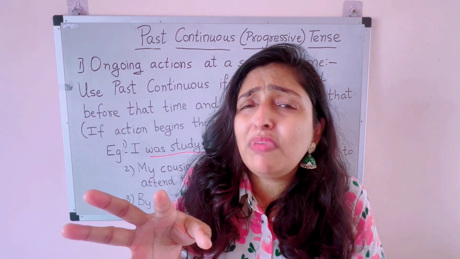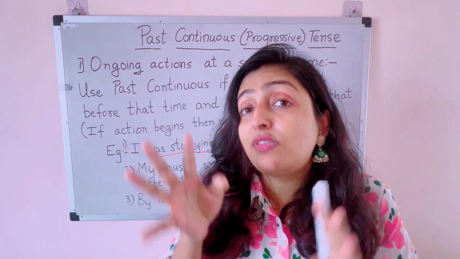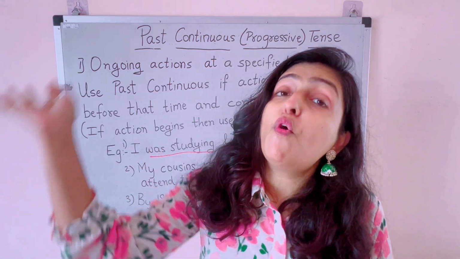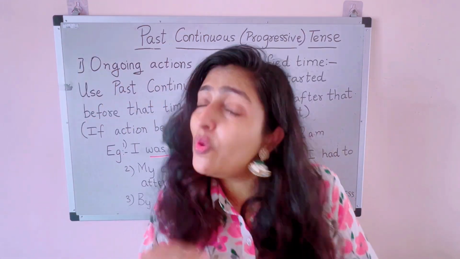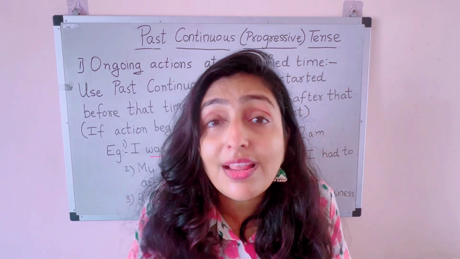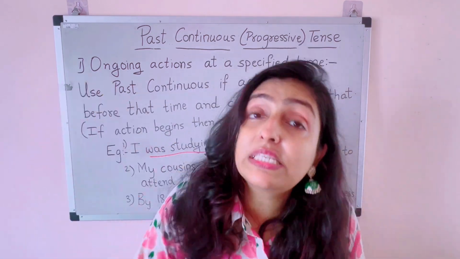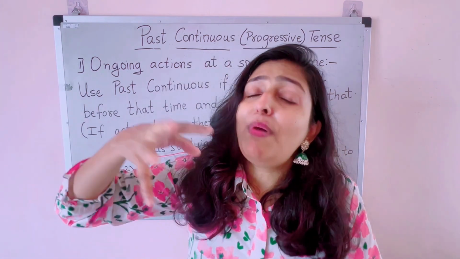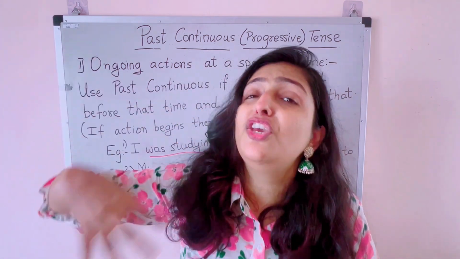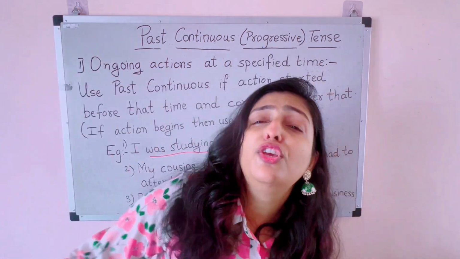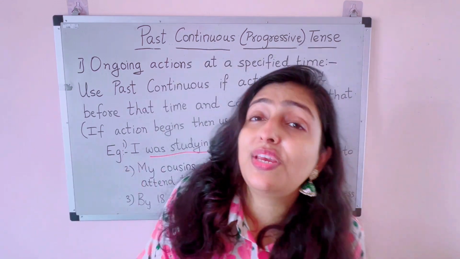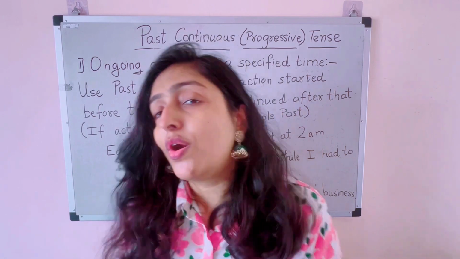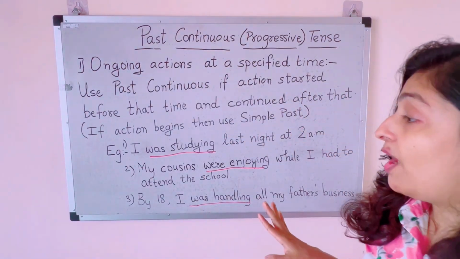So what does that mean? You would have started managing your father's business before 18 itself. You were so hardworking and diligent that at the age of 15 itself, you started working on your business. And by 18, you were making your extensions, you were expanding your territory and property and estates. That by 18, you were handling all of your dad's business. I hope you got it.